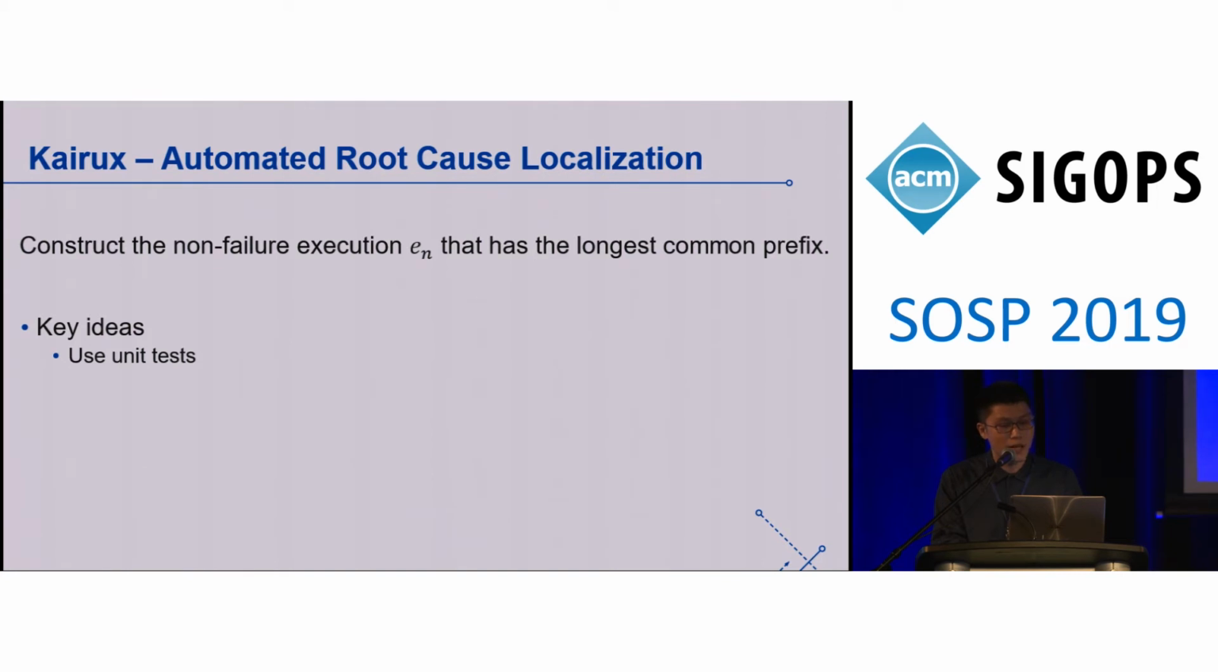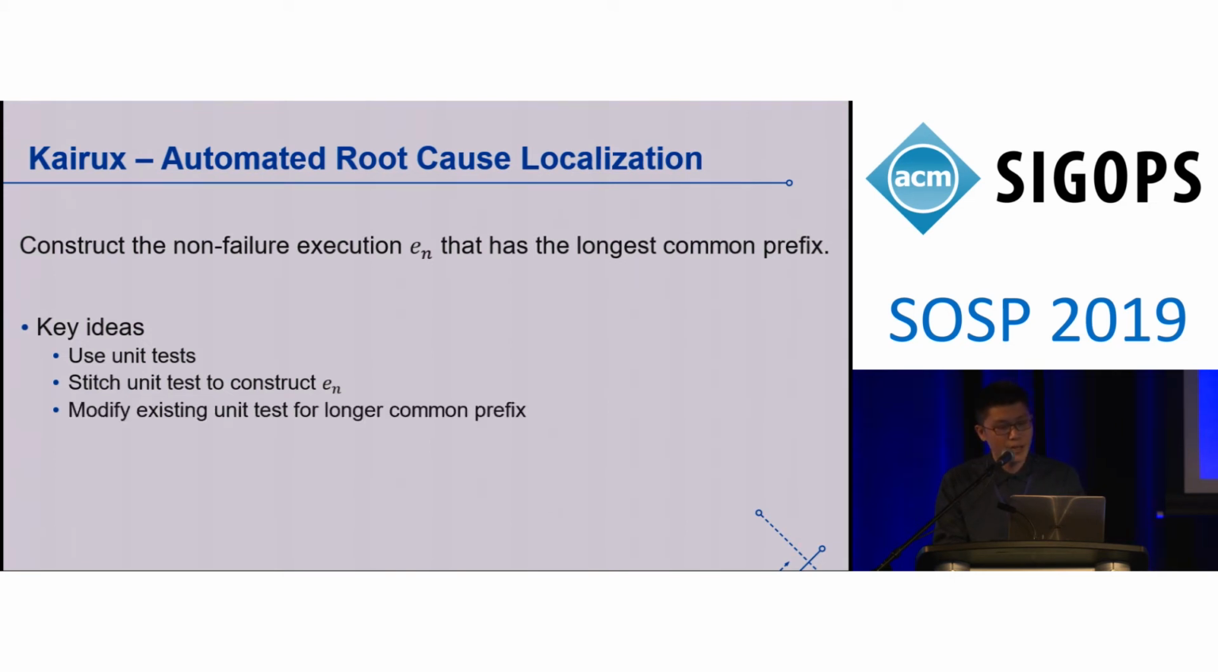Kairux adopts a couple of new ideas. First, we use existing unit tests of the target system as building blocks to construct this EN. We also need to stitch multiple unit tests together to construct this EN. This is because each unit test typically only executes one user operation. Yet, for EN, it often requires multiple operations.